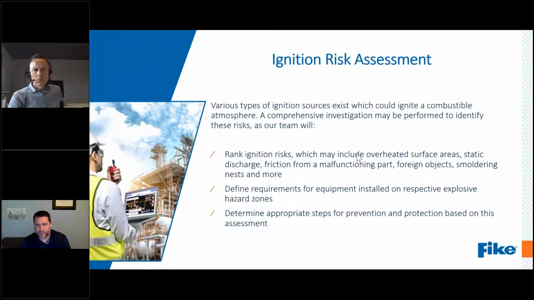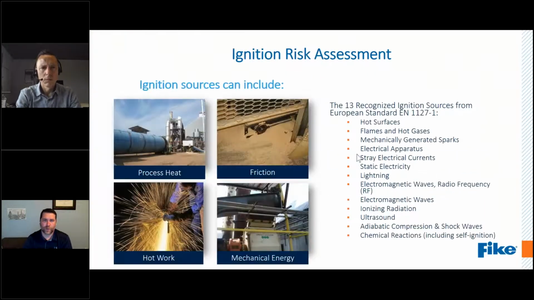Now we're going to transition to the ignition risk assessment portion of this. What we're looking at, there's 13 recognized ignition sources from EN 1127-1. Things like hot surfaces and electrical equipment and static and chemical reactions. We're not going to go through every single one of those. I'm going to focus in more detail on the most common ignition sources that we find.